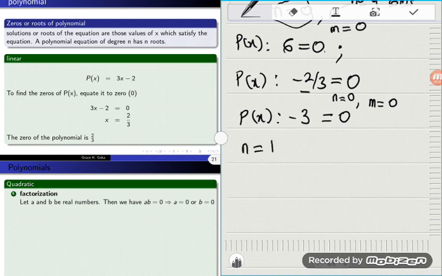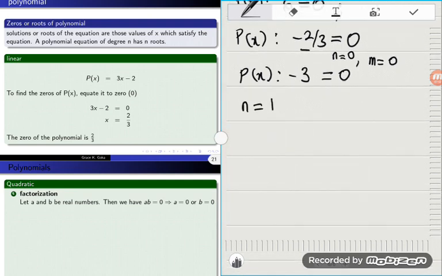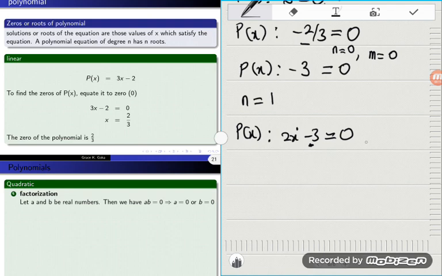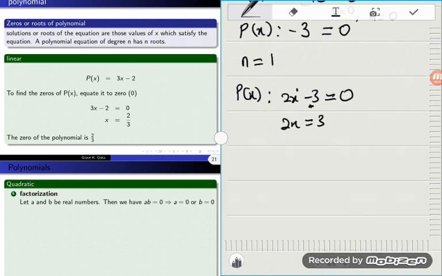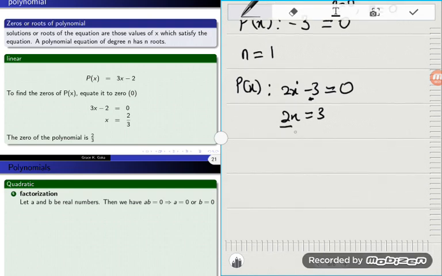Now, if my n is equal to 1, then what kind of polynomial do we have? A linear polynomial. An example is if I have p of x given as 2x minus 3. It is linear because the highest exponent is 1. To find the zeros means equate it to 0 and then solve for x. To solve for x, take the constant term to the right hand side of the equality sign. So we have 2x is equal to 3. Now we're looking for x, not 2x. So divide this side by 2, this side by 2, and we have x is equal to 3/2.